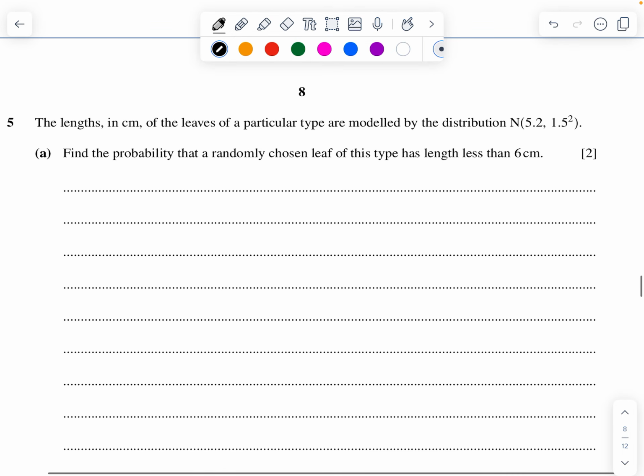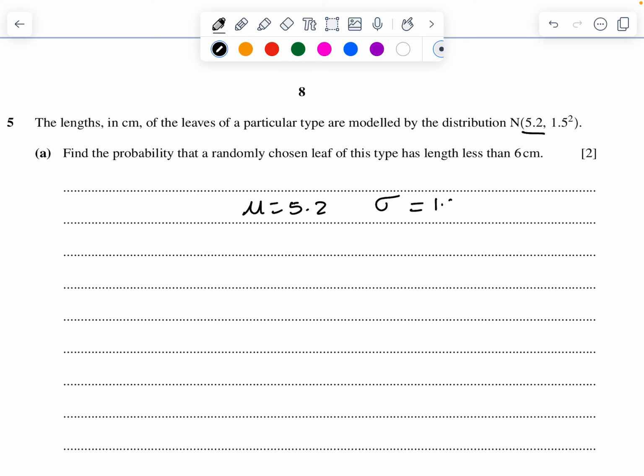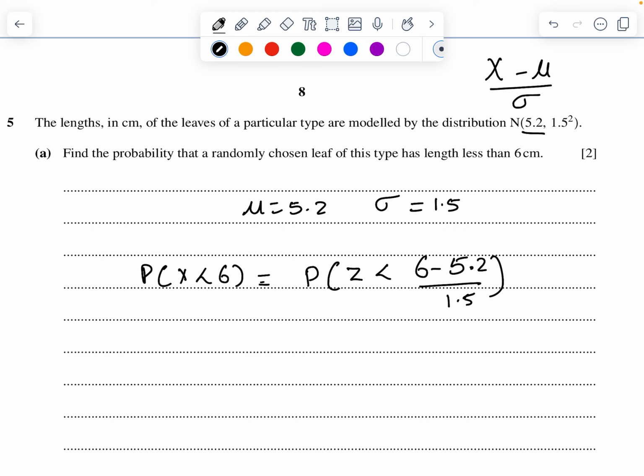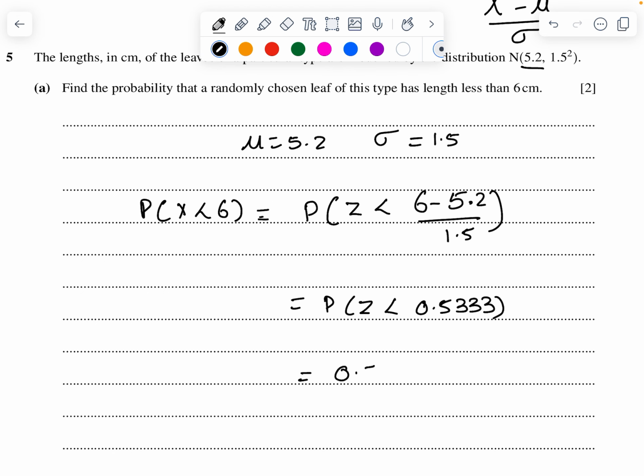Question number 5. The lengths in centimeters of the leaves of a particular type are modeled by the distribution. Find the probability that a randomly chosen leaf of this type has a length less than 6 centimeters. So, mean equals 5.2 and standard deviation equals 1.5. So, probability of x less than 6. First step is convert into z. So, z less than 6 minus mu upon sigma. The formula is x minus mu upon sigma. So probability of z less than 0.5333. See the table, you should be getting 0.703.